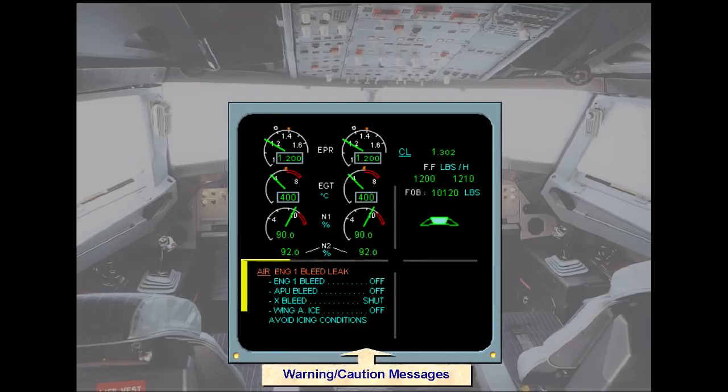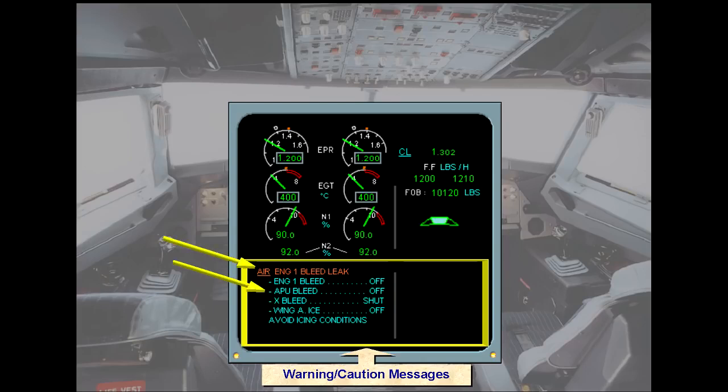If failures occur, warning caution messages are displayed in place of the memos. In the example shown, there is an amber caution message with a series of blue action items. These action items are your electronic checklist to respond to the particular abnormal situation.